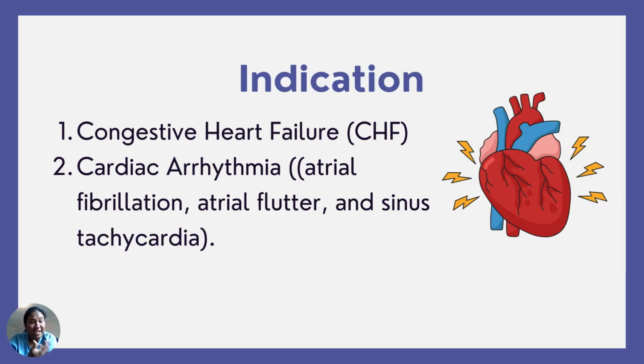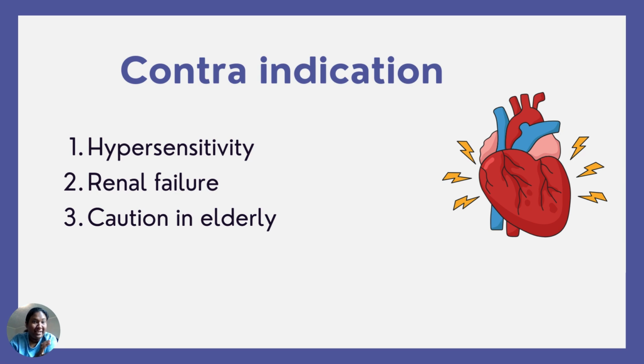What are the indications for cardiac glycoside or digoxin? The main indication is CHF, congestive heart failure, and the second indication can be cardiac arrhythmia, such as sinus tachycardia, atrial fibrillation or atrial flutter. All right, but it's very important to talk about the contraindications. When a patient is hypersensitive to the drug, especially when they have renal failure, low potassium, and in the elderly, these drugs should be taken with caution.